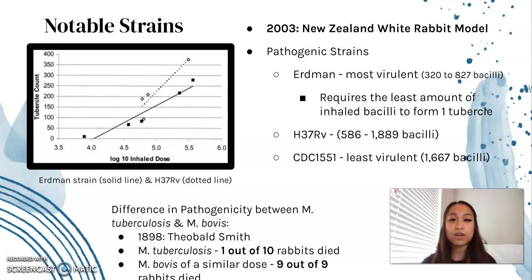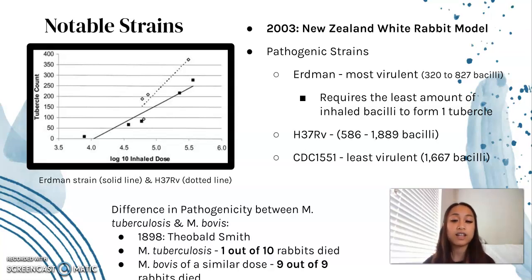And this New Zealand white rabbit model was not used for the first time in 2003, but it was also used in 1898 by Theobald Smith. And he used this to determine the difference in pathogenicity between M. tuberculosis and M. bovis. M. bovis is a different species in the family of Mycobacterium that is quite similar, but not exactly the same as tuberculosis.